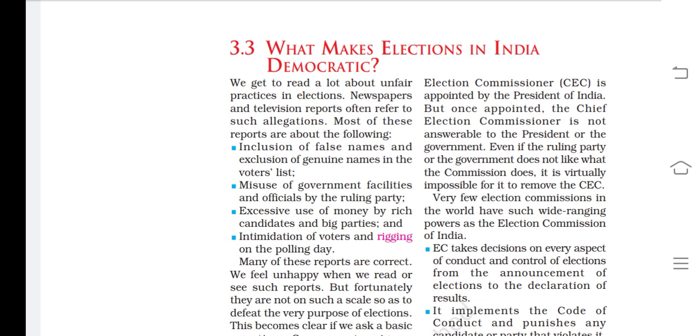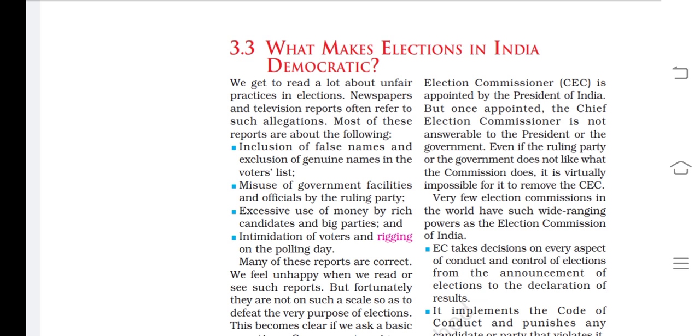Second, misuse of government facilities and officials by the ruling parties. Whatever government facilities are given and the officials, the ruling party misuses them. Then, excessive use of money by rich candidates and big parties. There is a limit that in a Lok Sabha election you have to spend up to 25 lakh rupees, and in an assembly election 10 lakhs. But some rich candidates and bigger parties use excessive money.